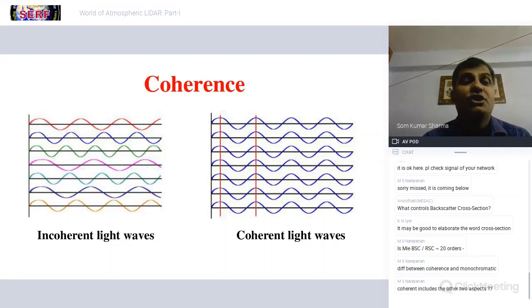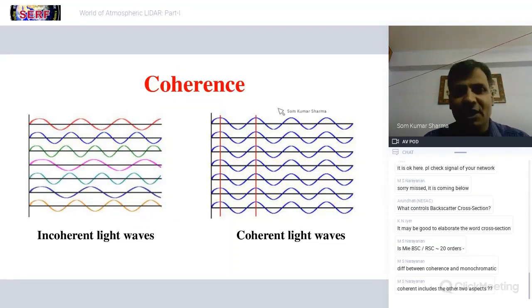I will move ahead. The concept of coherency is shown here. If you see the incoherent light source, there are red, blue, green, violet, green, blue, and yellow also. There are light waves, and their phases are haphazard: this one is phase up, here this is phase down, and so on. There is no coherency, no systematic change in their phase, or their peaks and troughs. So this is an incoherent light wave.